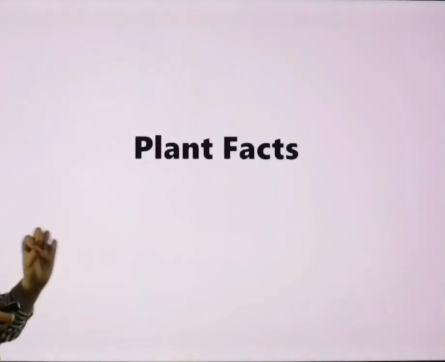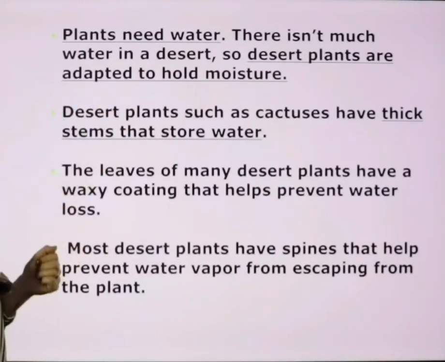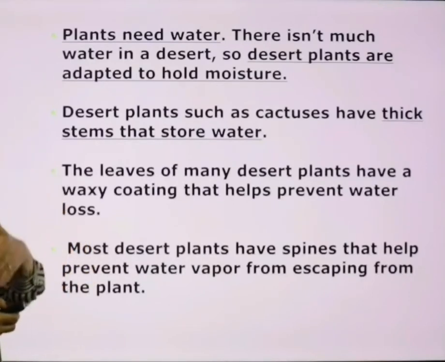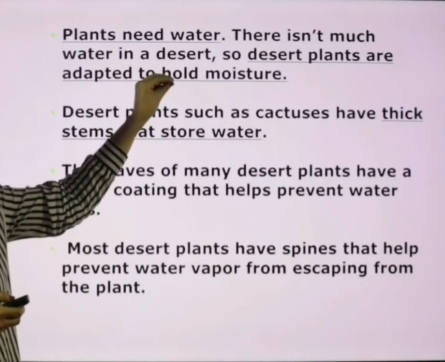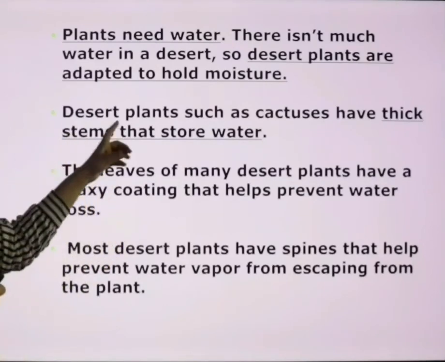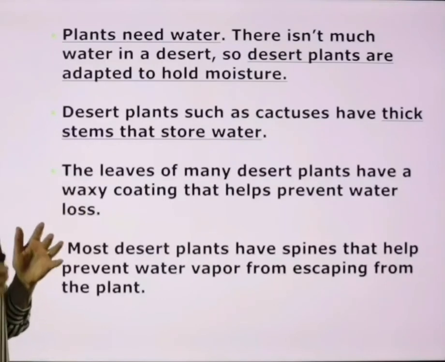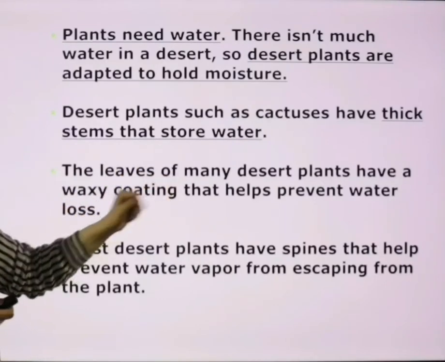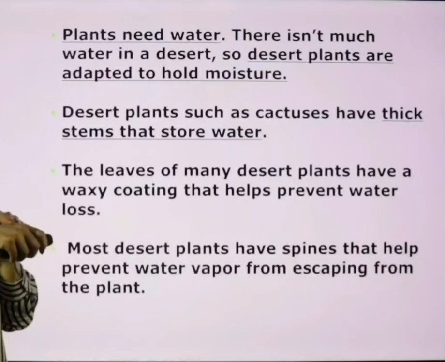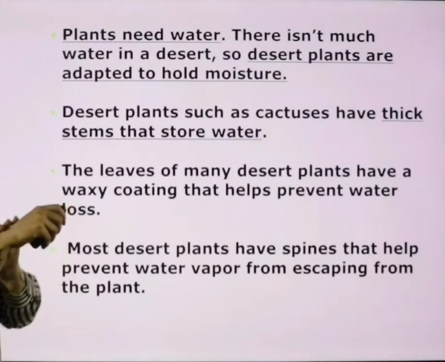Plant facts. Let's go to plants now and learn a few facts about plants. Plants need water. There isn't much water in a desert. So desert plants are adapted to hold moisture. So the structural adaptations of plants in the desert help them hold water or moisture in their structure or body. Desert plants such as cactuses have thick stems and store water. The leaves of many desert plants have a waxy coating. You know wax? It sticks on your body and it makes it slippery. So if you put water on your skin, it won't go in because the wax is slippery.